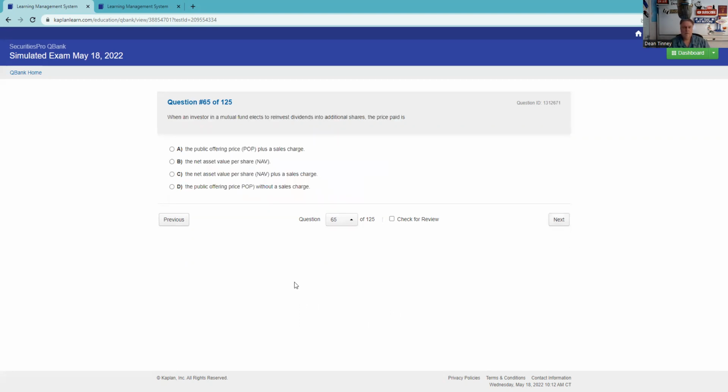When an investor in a mutual fund elects to reinvest dividends into additional shares, the price paid is the NAV. We have to let you reinvest at the NAV, the net asset value. You would definitely want to know the NAV is calculated once per business day. I would definitely know that.